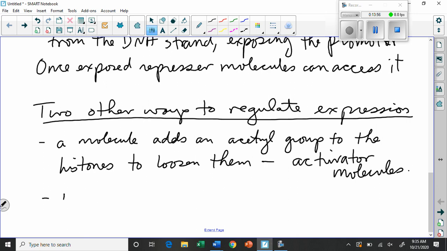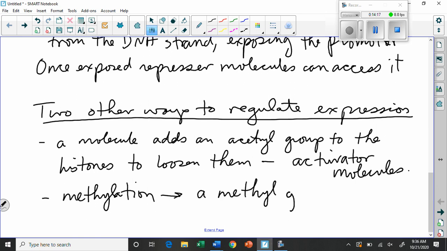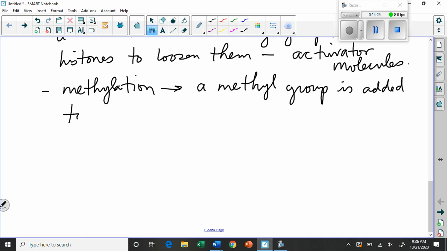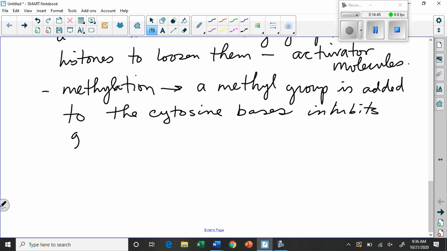And then the third thing that can happen, so that's one. The next one is what we call methylation. You know what a methyl group is, right? So we can add a methyl group, and it's usually added to the cytosine, I think. I'll double check that. Yeah. So a methyl group is added to the cytosine bases in a particular location. And when it does that, of course, it changes the shape, and this inhibits. Methylation inhibits gene expression. Methyl groups are CH3 groups, right? CH3s that are being added.